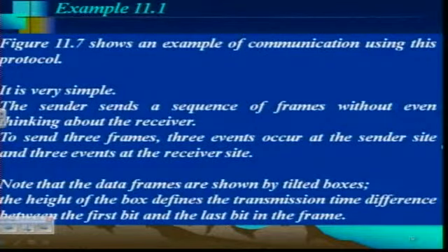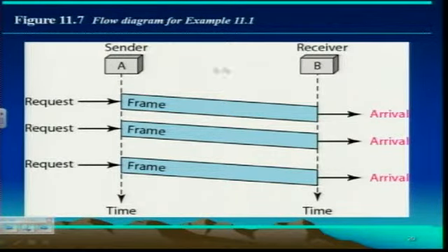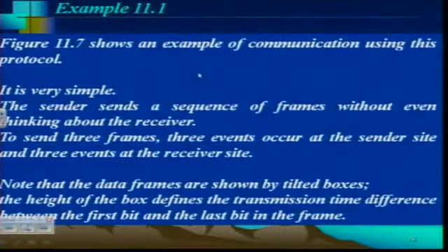So that being the basic thing, we'll now look at a picture, Figure 11, which shows this flow of control. You have sender A, receiver B, and how the sender sends frames to the receiver. That's what we are going to discuss. So it's an example of communication using this simple protocol.